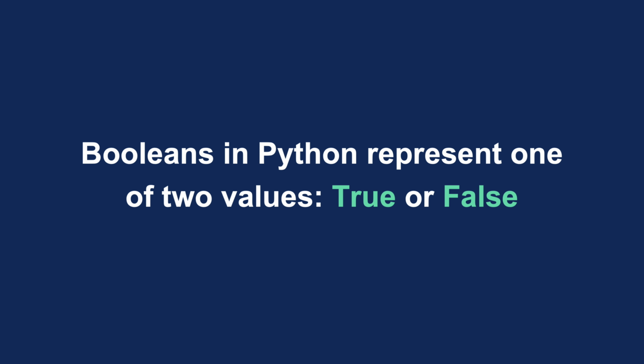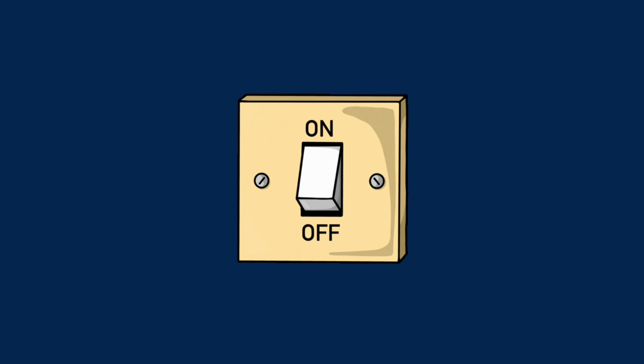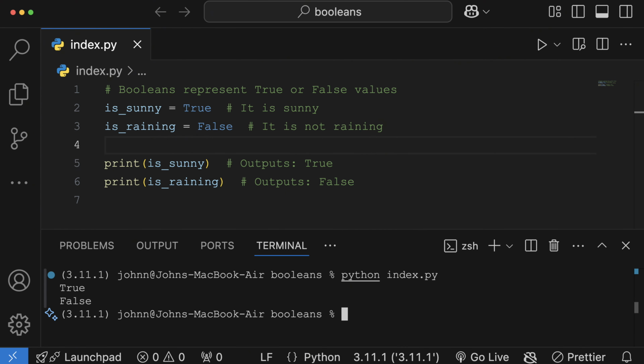Booleans in Python represent one of two values, true or false. Think of them as a light switch. It's either on or off. Let's explore a simple example in our VS Code. Here is_sunny holds the value true, meaning it is sunny, while is_raining is false, meaning it is not raining. When we print them, Python outputs these values directly, true and false.